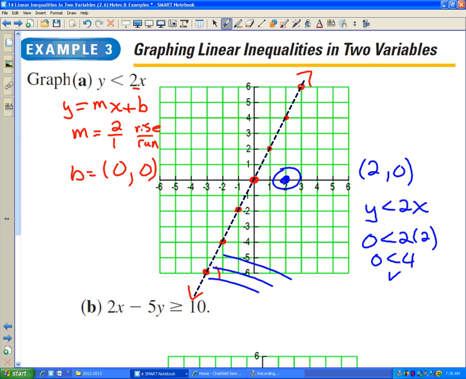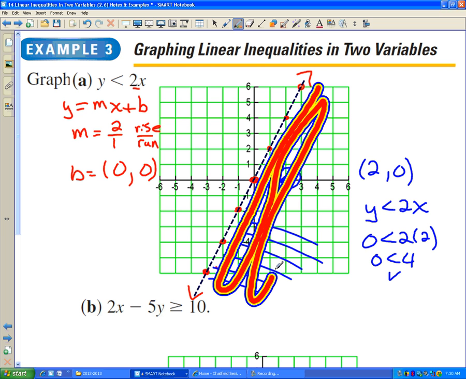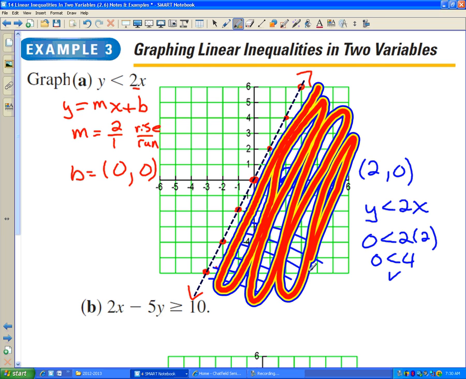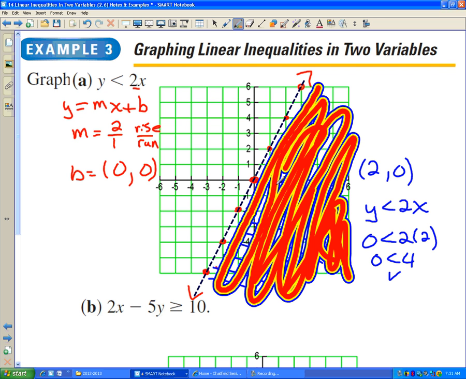This is less than. All of these points, let's get something more spiffy. You got to love the word spiffy. This is more spiffy. Any of these points are my solutions. So there are infinitely many solutions. Anything in this area will make this statement true. So this is my solution.